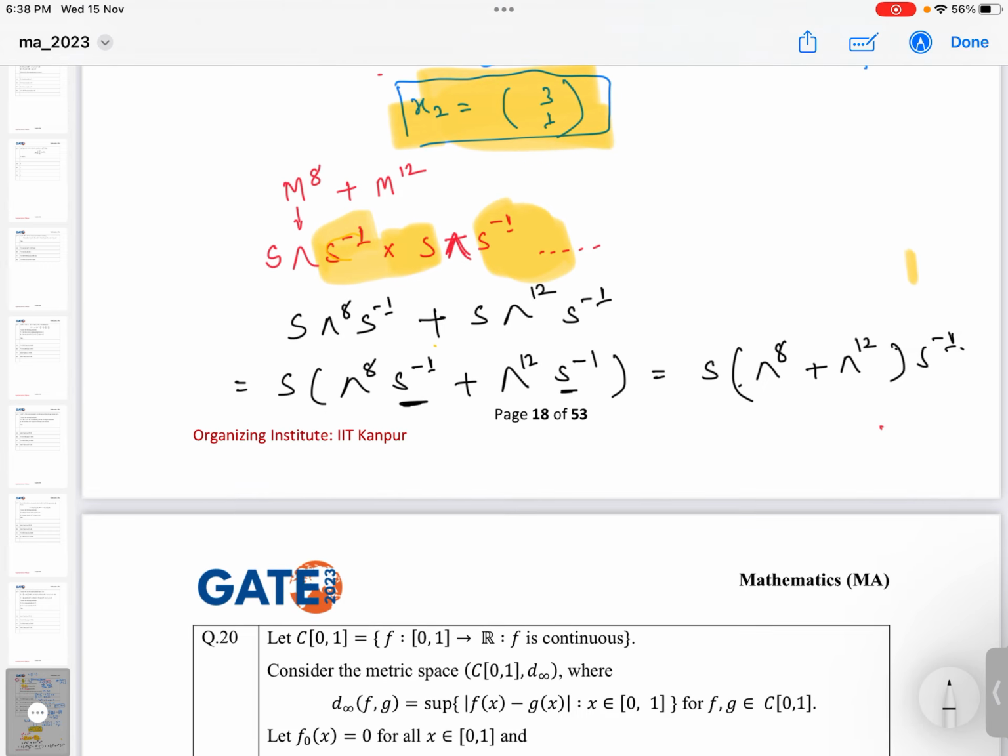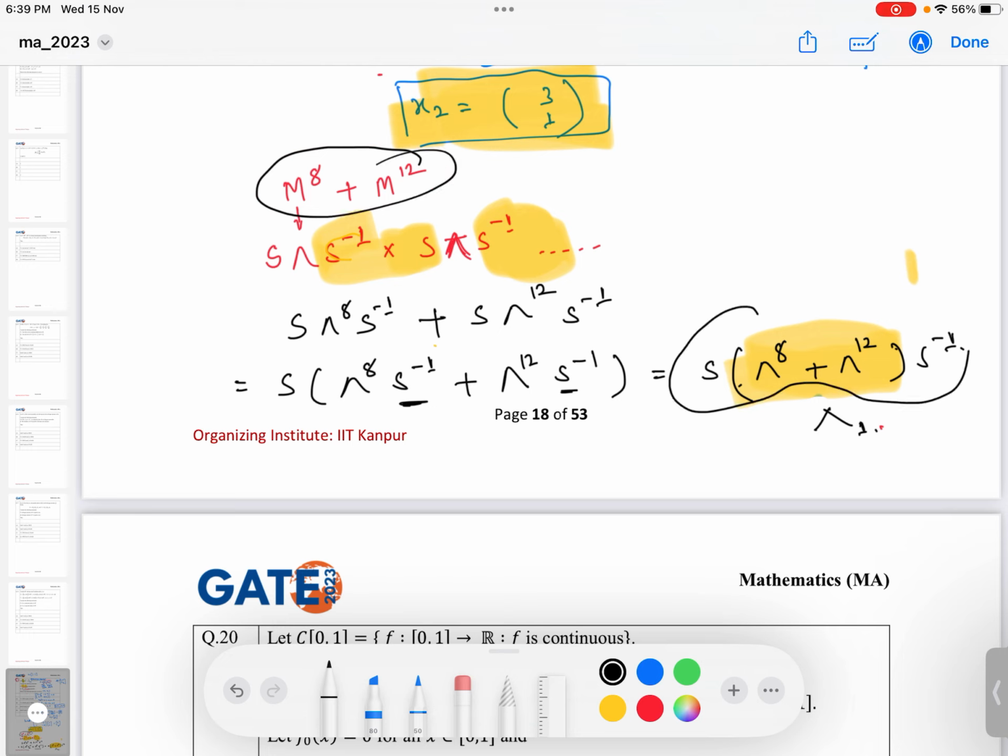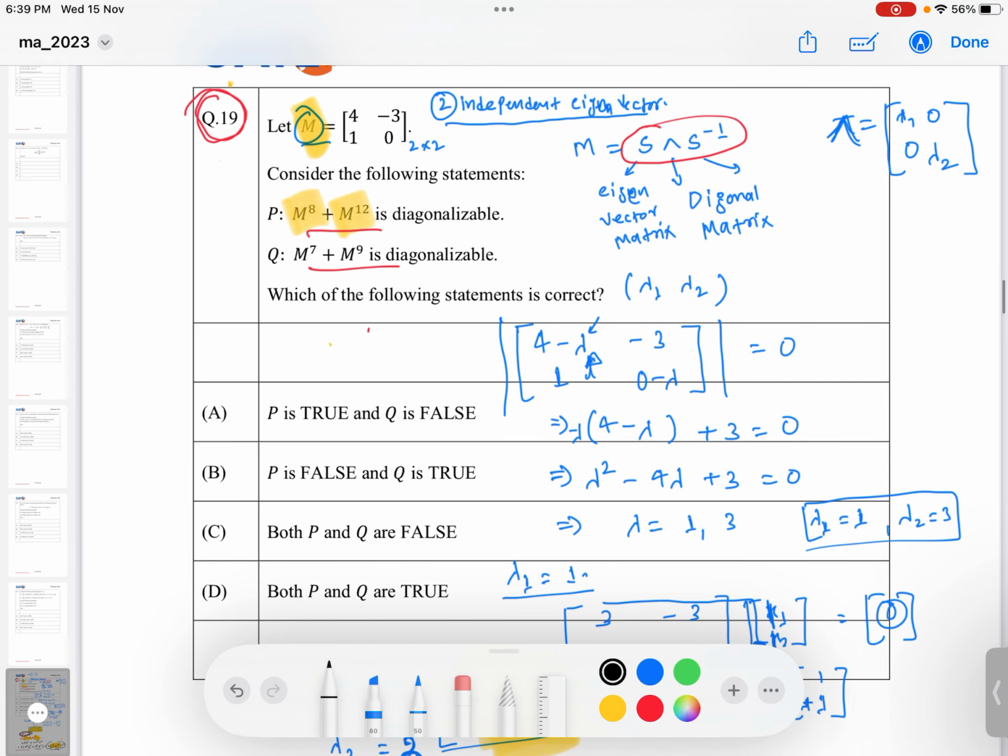Now look at this. These are two diagonal matrices, and if you add these two diagonal matrices, you will get some other diagonal matrix, right? So you will get some other diagonal matrix, which you can call lambda 1. So overall you see that you can write this summation in this form, right? And this is nothing but you have written this matrix in a diagonalizable form. You have diagonalized this summation matrix, right? So we can easily say that statement P is correct.